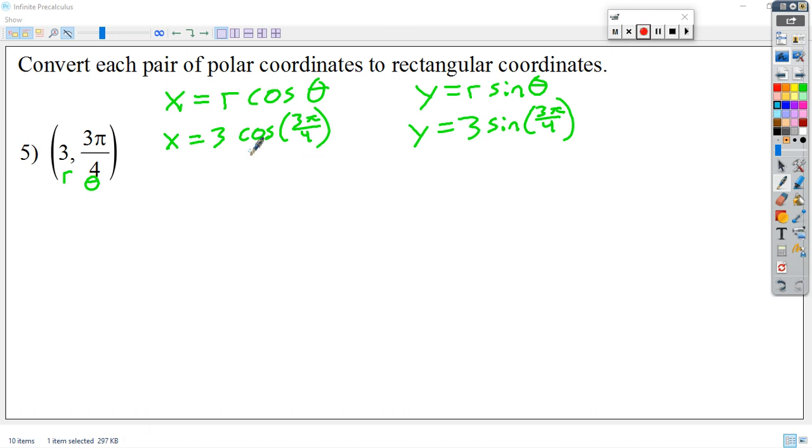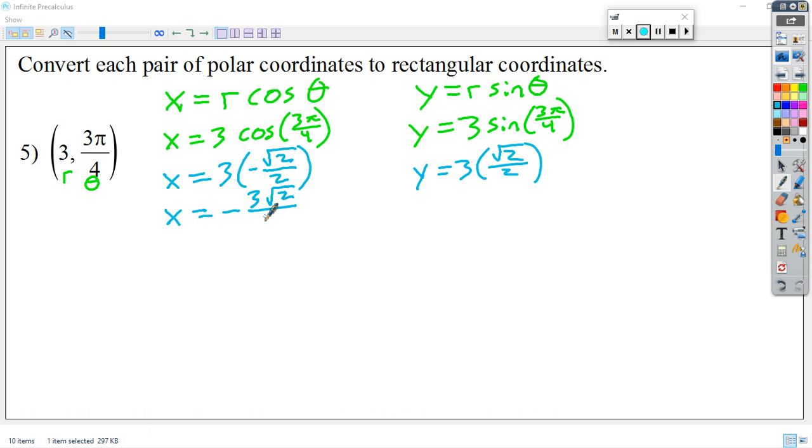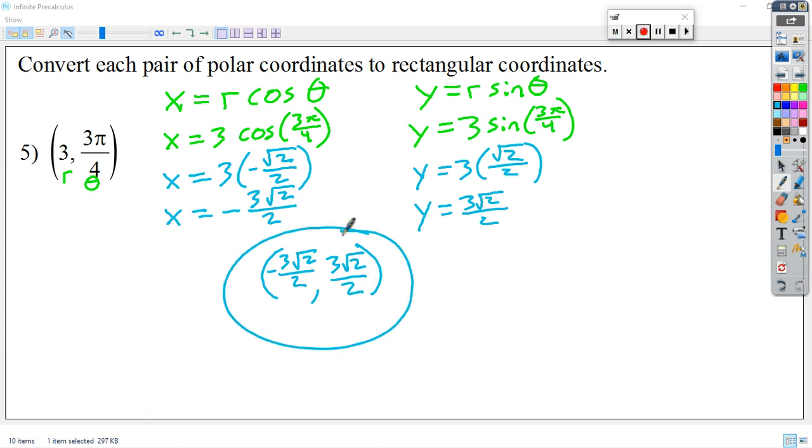Okay. Well, using my unit circle, I know that cosine of 3 pi over 4 is negative square root of 2 over 2. And sine of 3 pi over 4 is positive square root of 2 over 2. Okay, so again we get those from our unit circle. And then if I simplify that a little bit, this is negative 3 square root of 2 over 2. And this would be just positive 3 square root of 2 over 2. And then lastly, I always write coordinates in parentheses. So my answer should be negative 3 square root of 2 over 2, comma, 3 square root of 2 over 2.